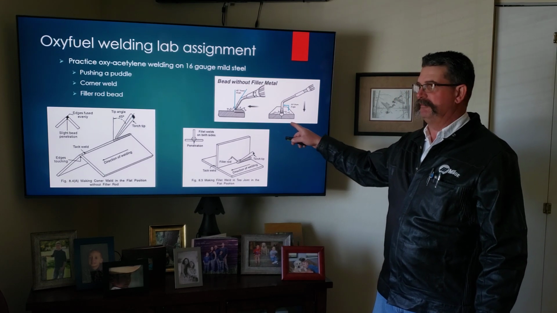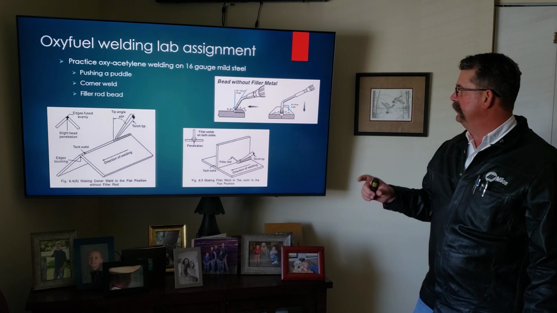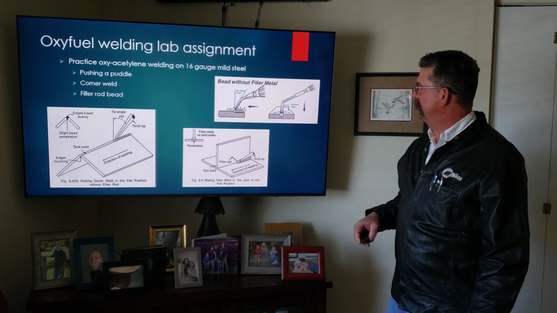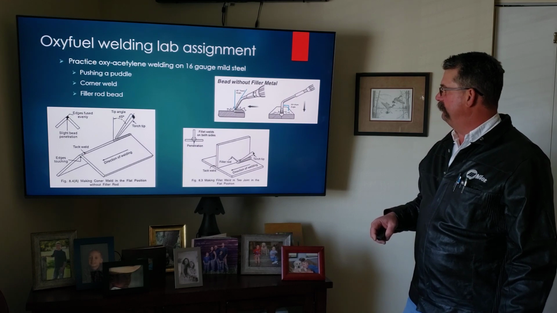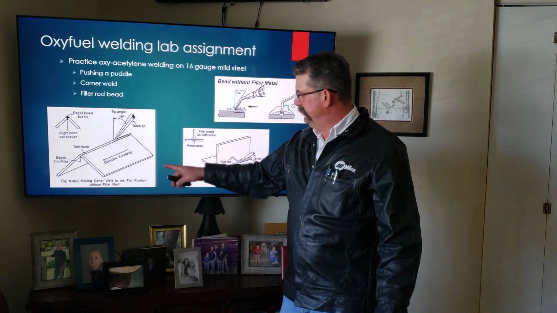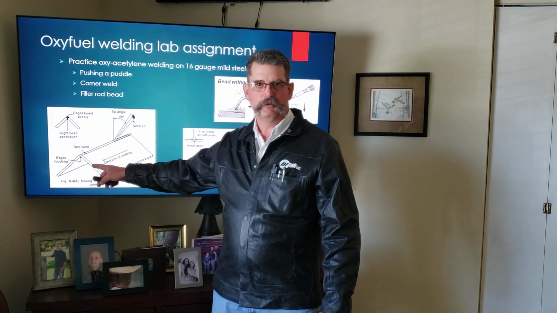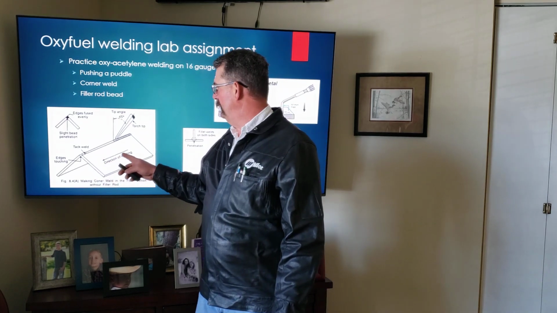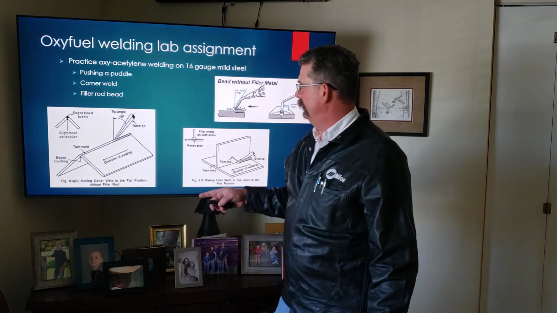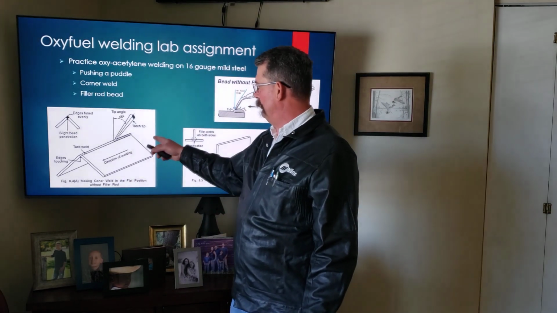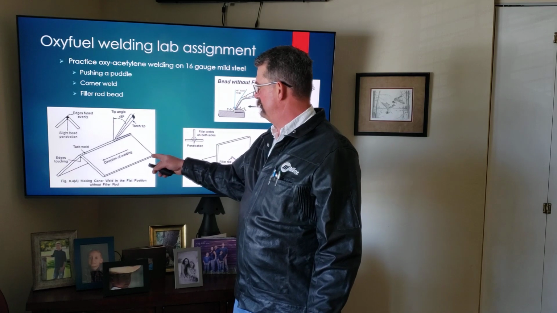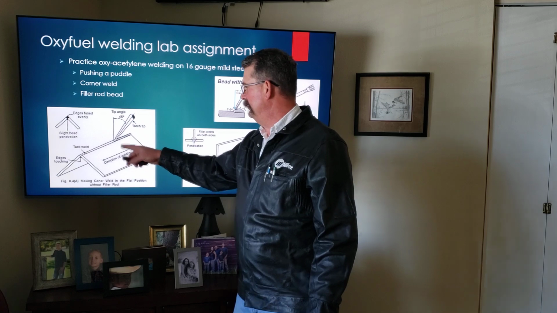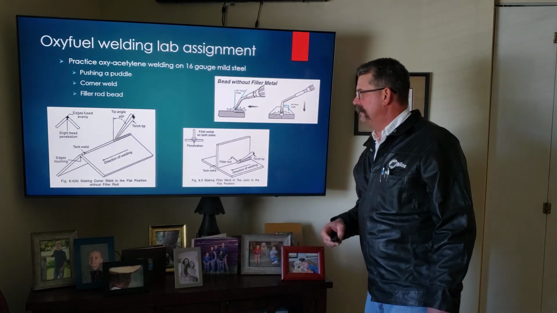Again, I prefer to use 16 gauge mild steel 2x4 coupons, and have the students practice running several beads without any filler metal. Next is the application of a corner weld, where we're actually going to be joining two pieces of metal. And again, students really learn the importance of playing a torch in this type of a scenario, and fusing two pieces of metal together, and you can really get a good exercise there on what the weld pools look like.